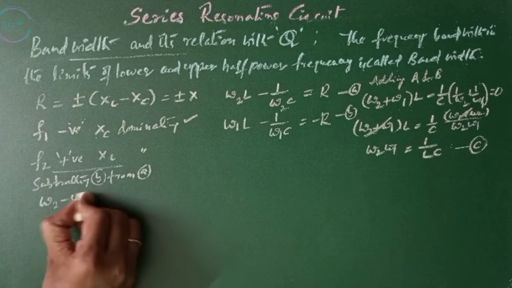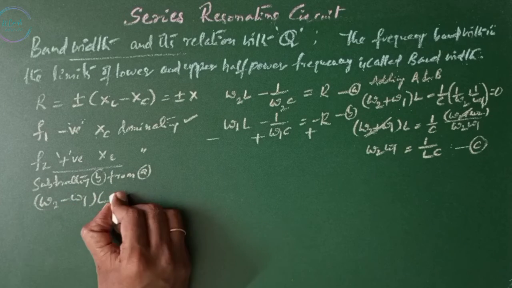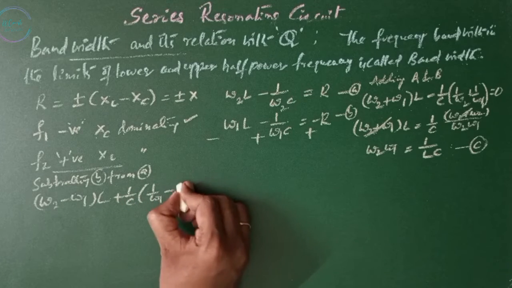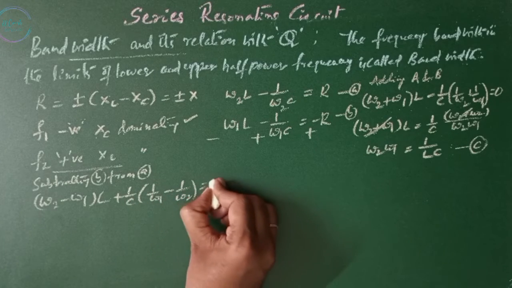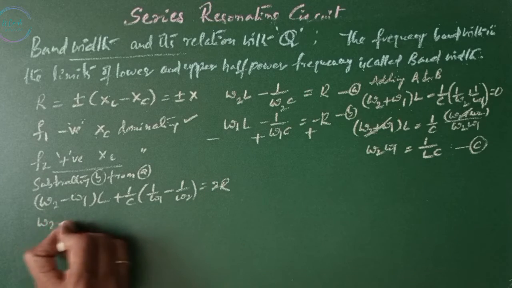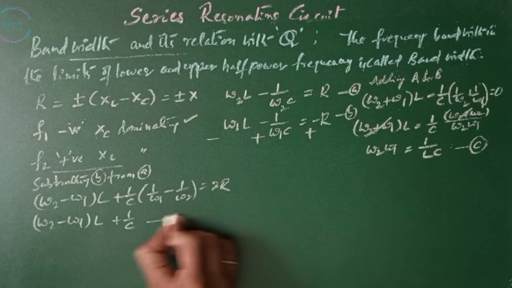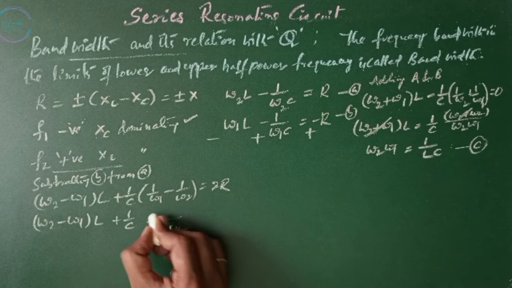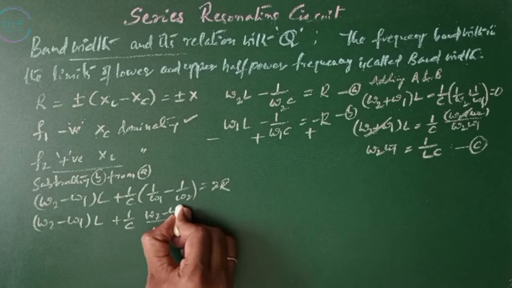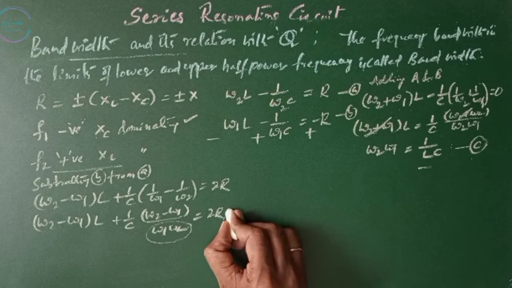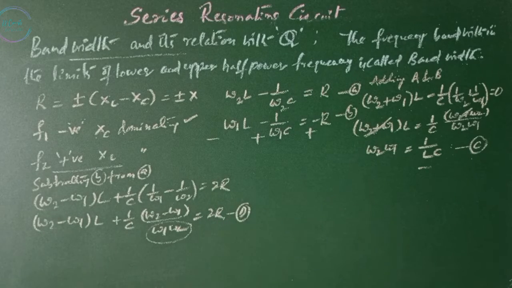(Omega 2 minus omega 1) of L plus 1 by C of (1 by omega 1 minus 1 by omega 2) equals 2R. (Omega 2 minus omega 1) of L plus 1 by C, the LCM is omega 1 omega 2, where omega 2 minus omega 1 will be here, equals 2R. Let this be equation number D.